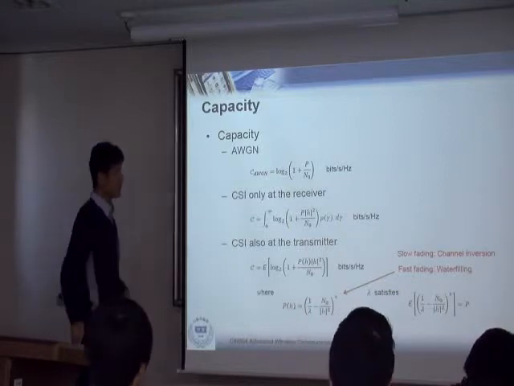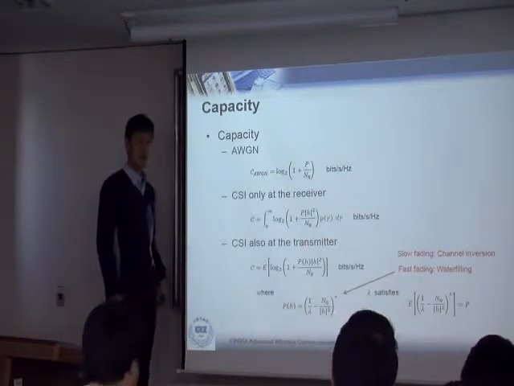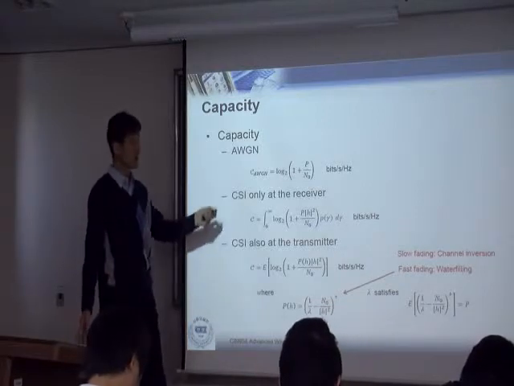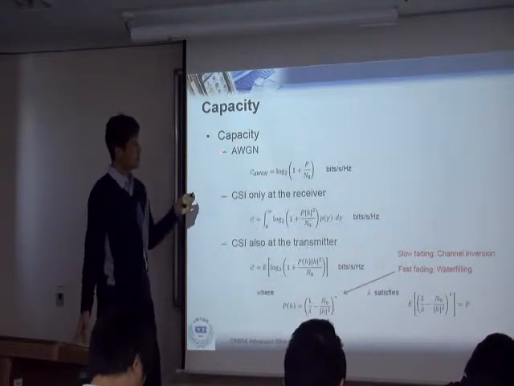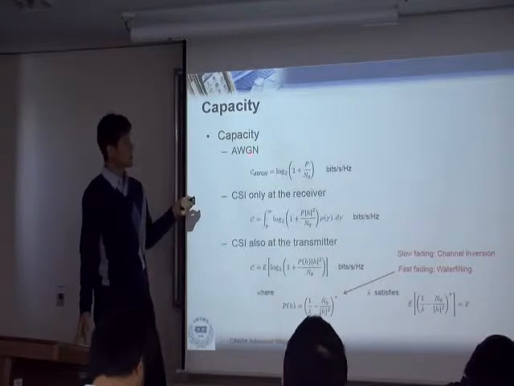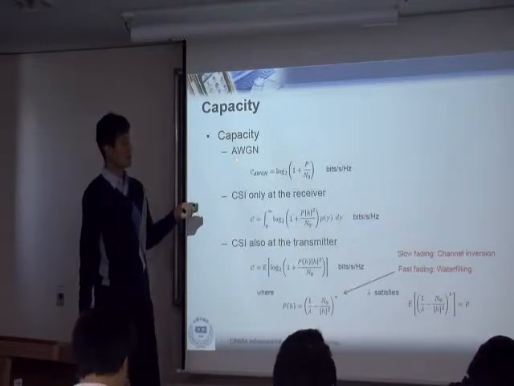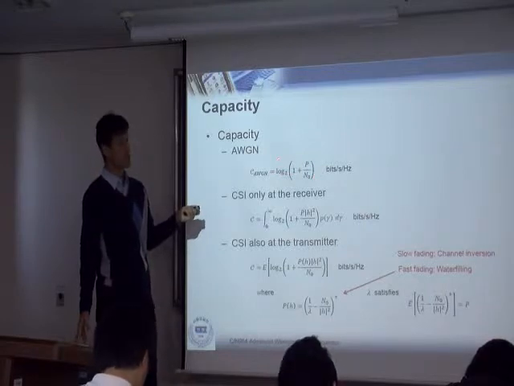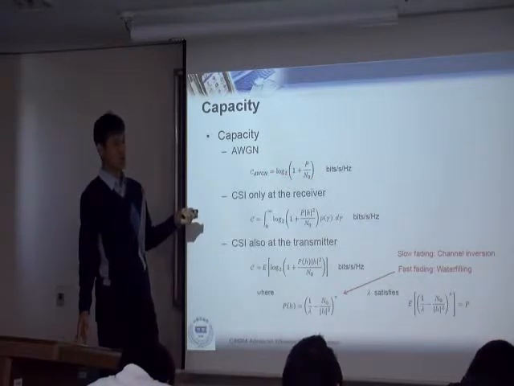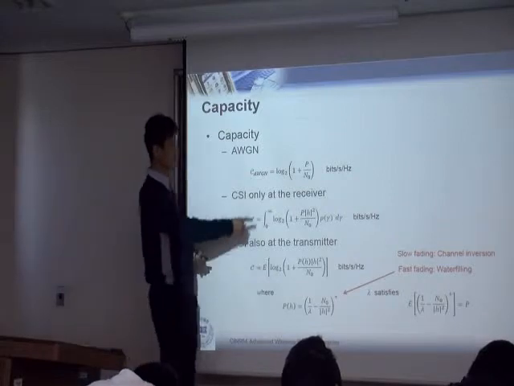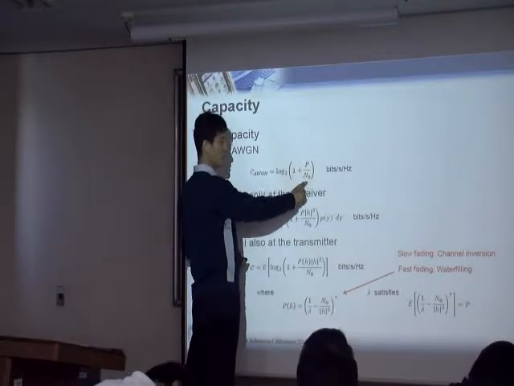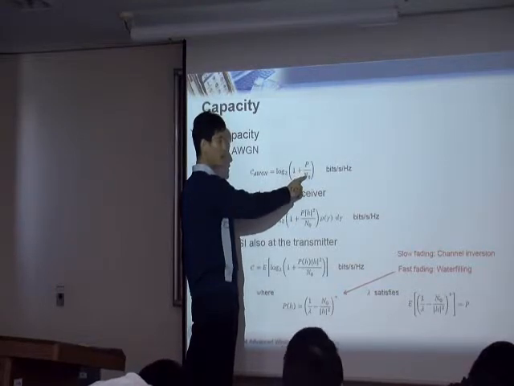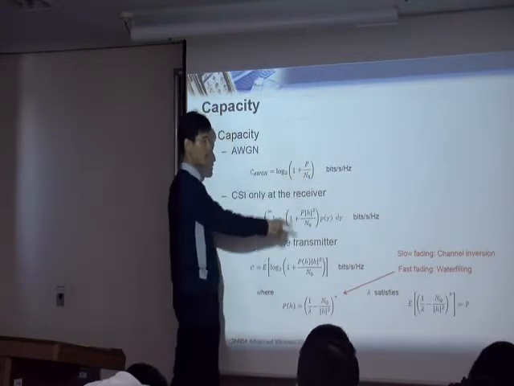Okay, now we want to briefly talk about capacity. As I said earlier, the popular performance metrics would be capacity and the bit error rate. So first, let's look at the capacity. We start from the basics, like in the case of AWGN, we use this capacity, right? This equation is from Shannon, right? We call that the Shannon capacity. So it's like log 2 of 1 plus SNR. This is SNR because P is the transmit power divided by noise power. So that's going to be SNR.